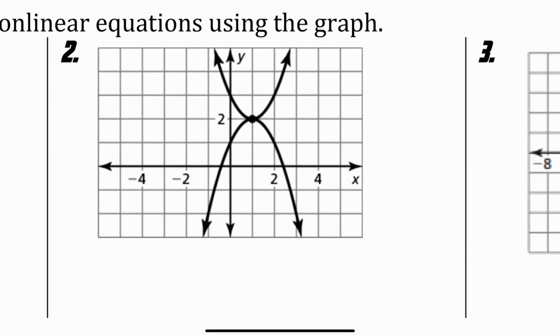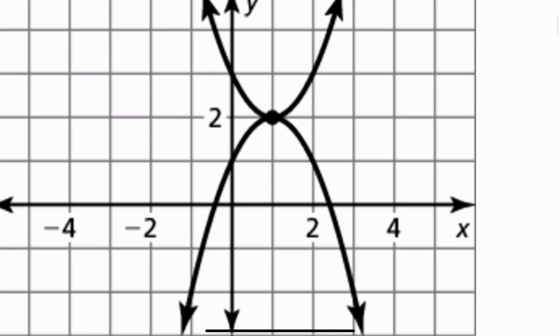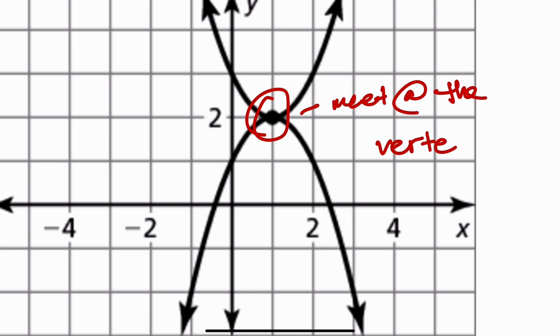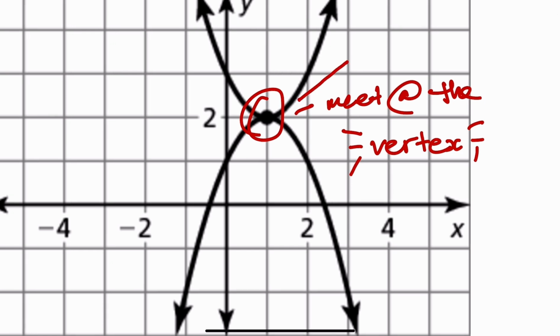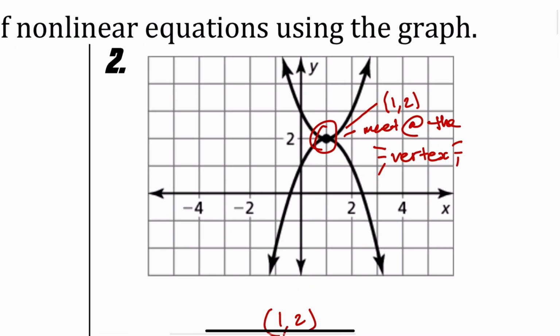Okay, we're going to look at question number 2. Once again, a system is where two equations, or two of the quadratics in this case, meet, right? So we have both of these quadratics. Where do they meet? Over here, at the vertex. So they meet at the vertex. Okay, what is the point of this vertex, right? What is the coordinate? The coordinate is 1, comma 2. Do they meet at all after this? Well, let's take a look.